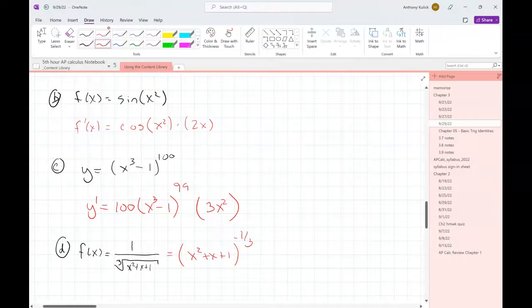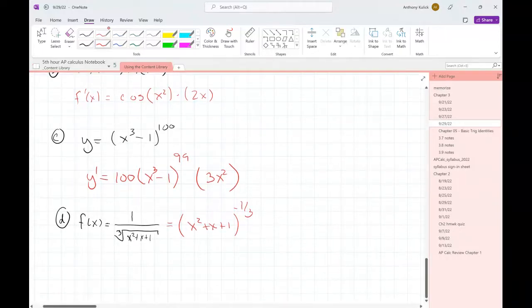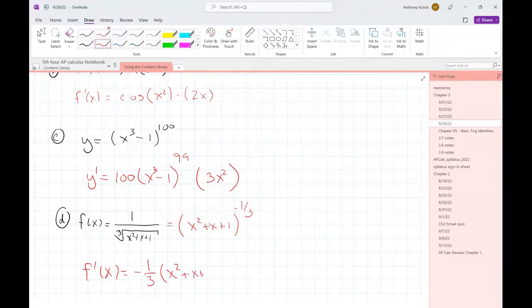Since it's just 1 over, I can just write it as a reciprocal with a negative exponent on it. And now we can just chain rule this guy, and there's no big deal, right? Derivative of the outside times the derivative of the inside. And again, you could rewrite this to make it cleaner looking, but the calculus is done. Much better than having to grind through a quotient rule.